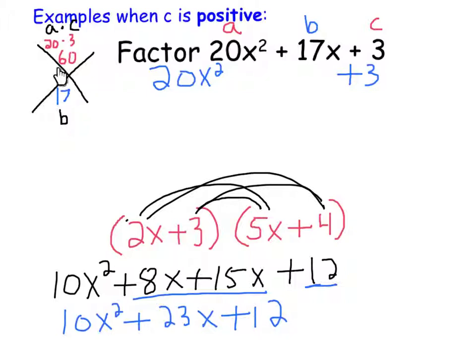So, what multiplied to what is 60, but adds to 17? Well, 12 multiplied to 5 is 60, but 12 plus 5 is 17. I'm going to take that knowledge and apply it here. So all I have to do is put some x's with this. If I want to break 17x apart, I'm going to say that 12x plus 5x equals 17x. Let's check. 12x plus 5x is 17x.